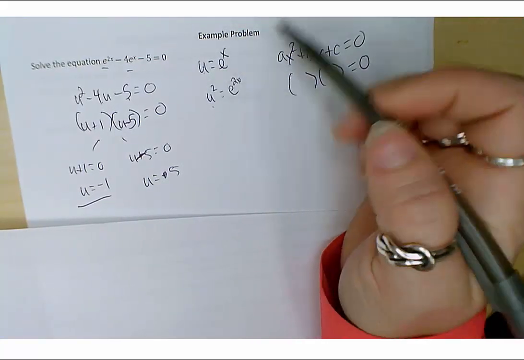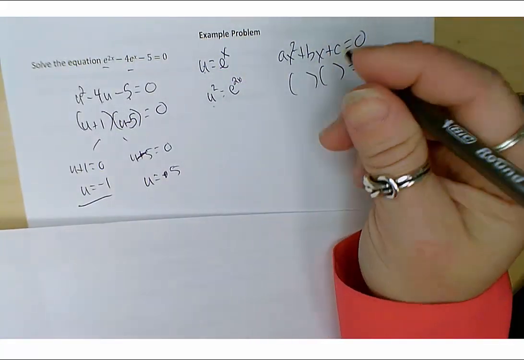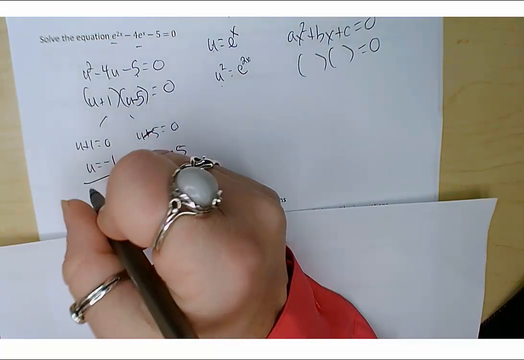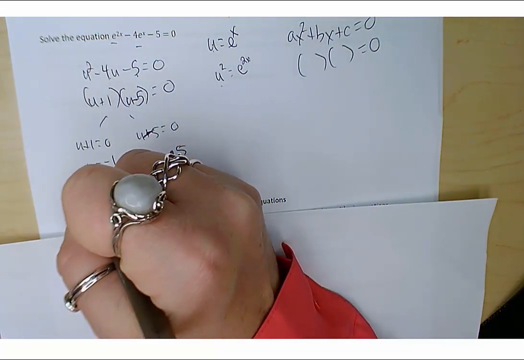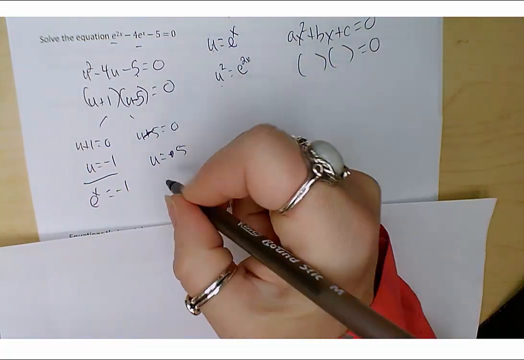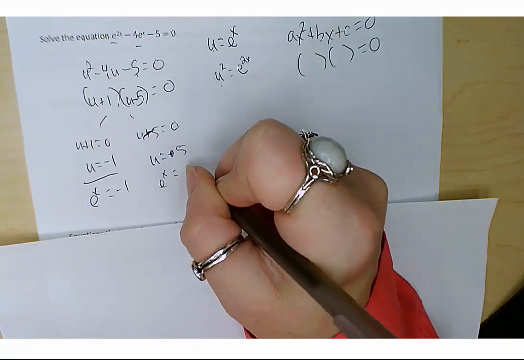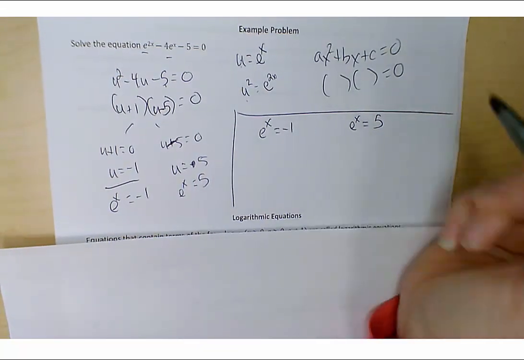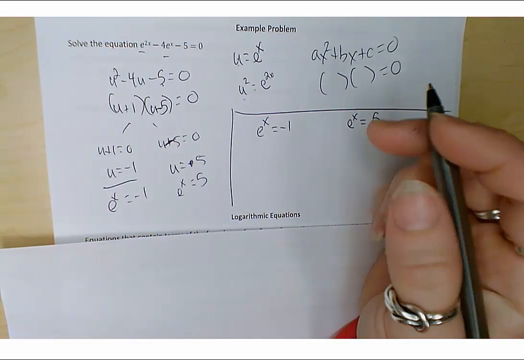So because we did a substitution here in the beginning, we do need to substitute back in the end. So we said that u is e to the x. So we now have e to the x is equal to negative 1, and then we have e to the x is equal to 5. What we want to do with those two equations is solve them for x.